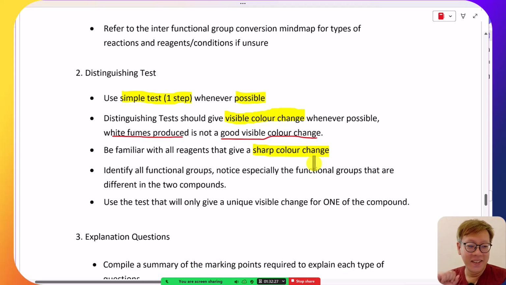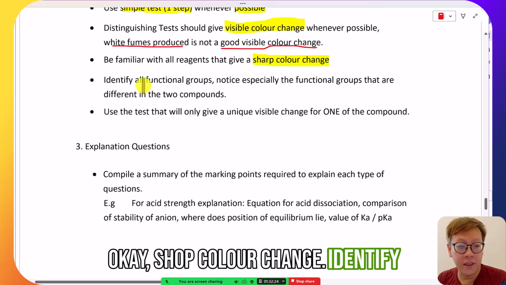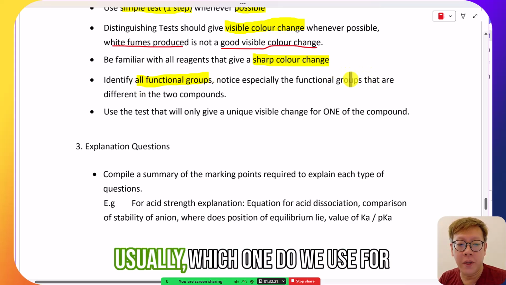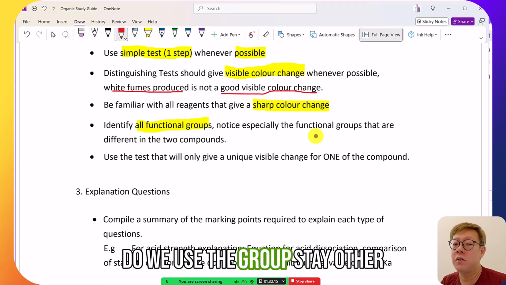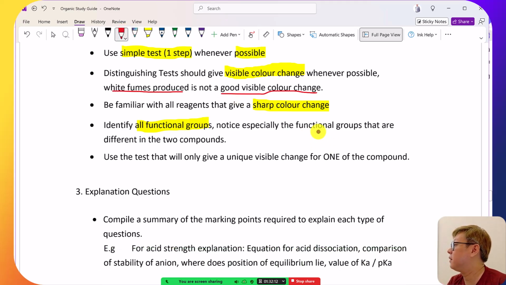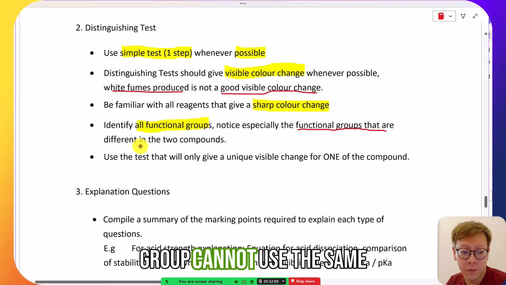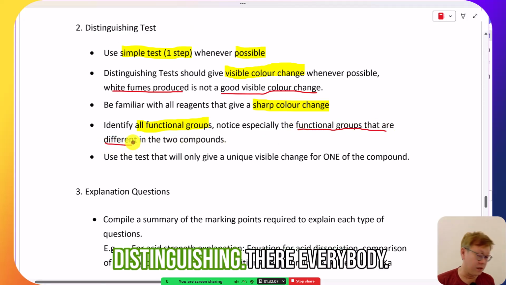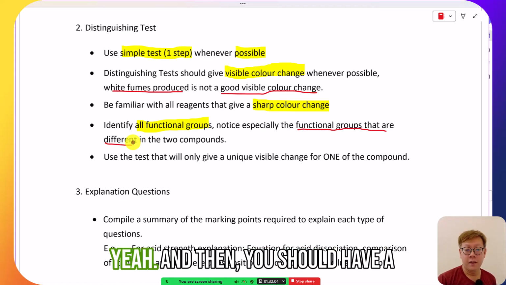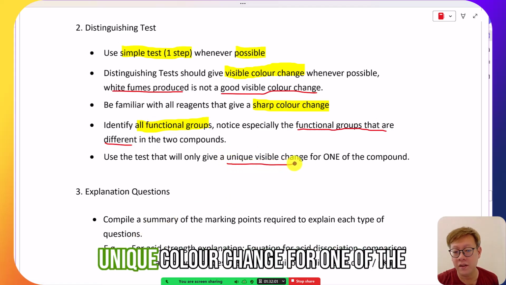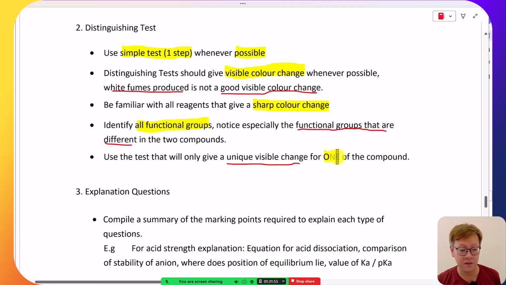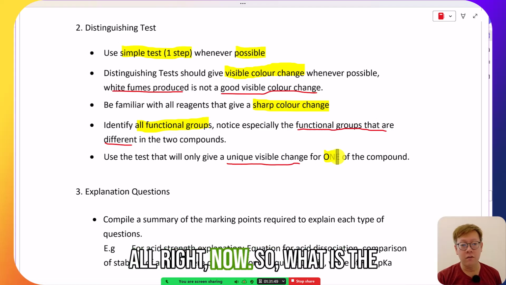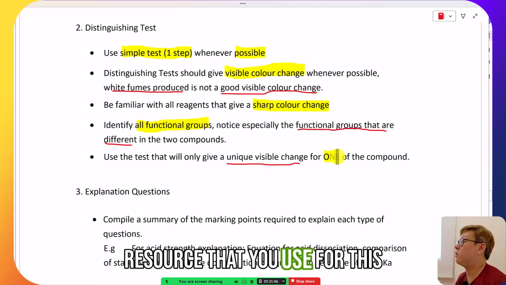Okay, sharp color change. Identify all the functional group, but usually which one do we use for distinguishing? Do we use the groups that are the same or the groups that are different? Of course, different functional group. Cannot use the same functional group to do distinguishing. Clear, everybody? And then you should have a unique color change for one of the compound. Cannot both of them give the same observation. Pretty straightforward. Can?